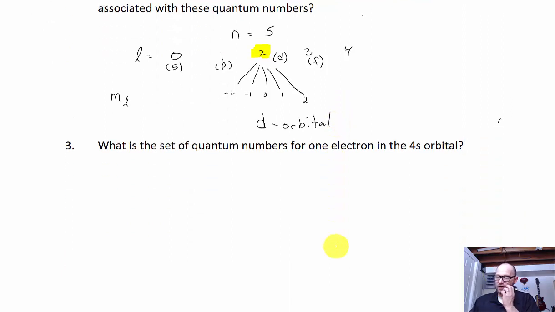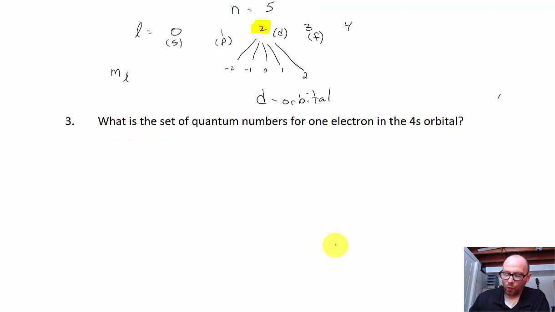The final question we'll take a look at in this section right now is, what is the set of quantum numbers for one electron in the 4s orbital? So n is equal to, the number in the front is always your n value, 4. L equals s orbital, which has a value of 0. ML is always -L to positive L. There's only one option, it has to be 0.